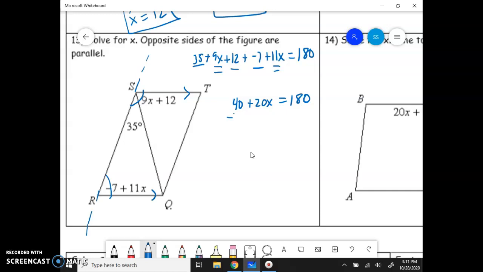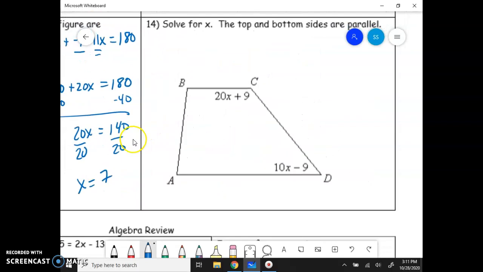Now we can just go ahead and subtract 40 on both sides. And I'm left with 20x is equal to 140. Divide by 20. Divide by 20, and you're left with 7 is equal to x, or x is equal to 7. Pretty much the same thing for this problem over here.